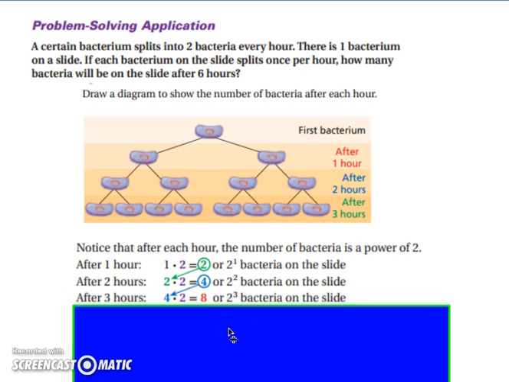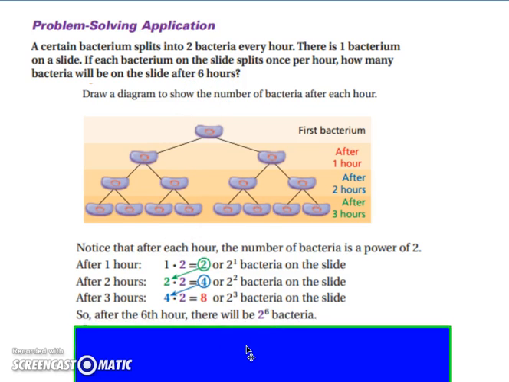Alright, well, let's look at the 3rd hour. We have 4 times 2, or 8, which would be 2 to the 3rd. So 2 to the 3rd gives us our 8. So after the 6th hour, what do you think you're going to use as a power? If it's 2 to the 1st, 2 to the 2nd, 2 to the 3rd. Well, we want 6 hours, so it's going to be 2 to the 6th for bacteria.